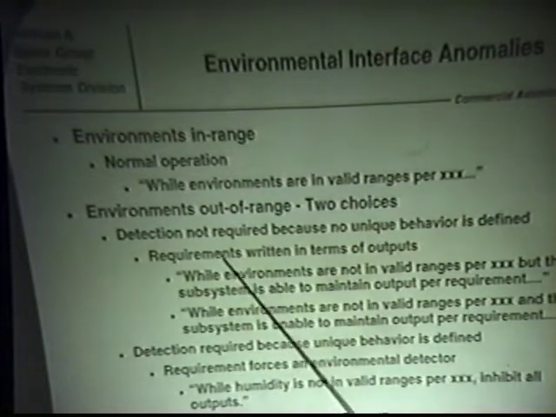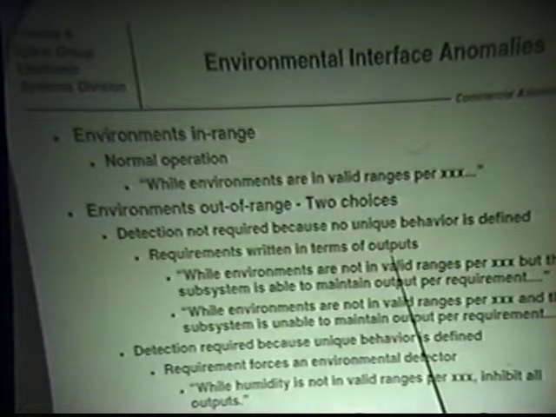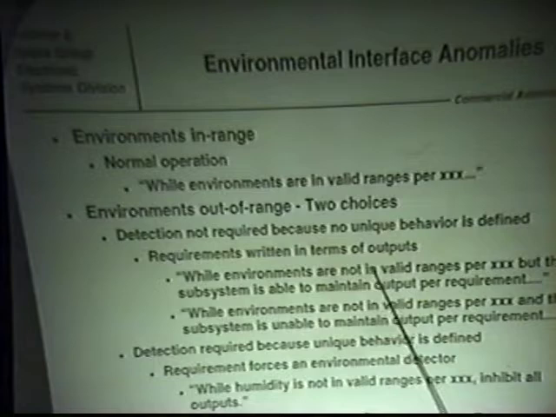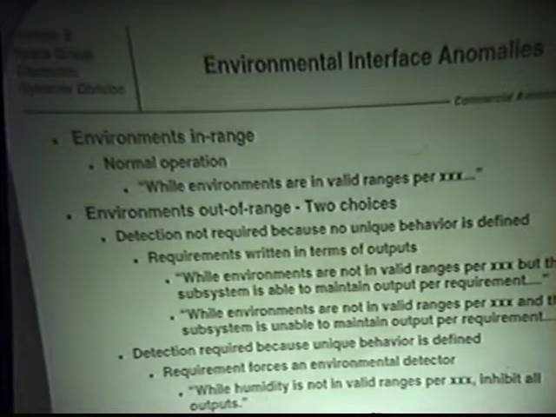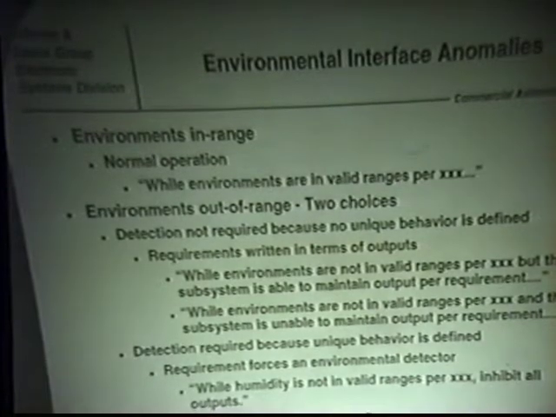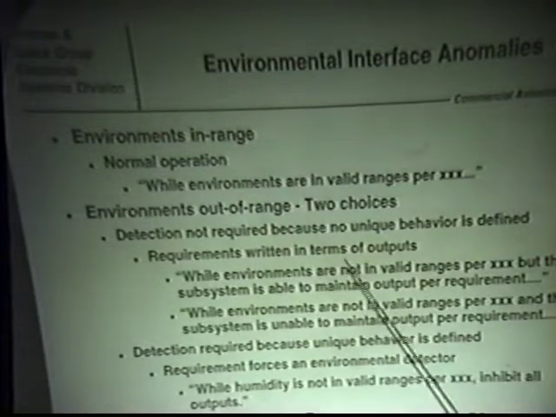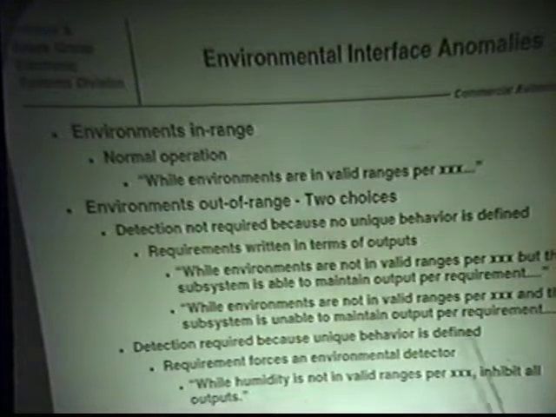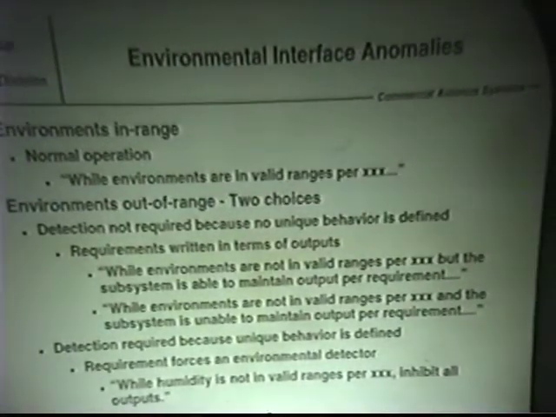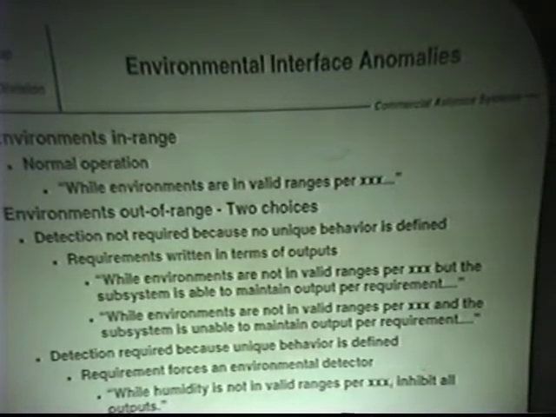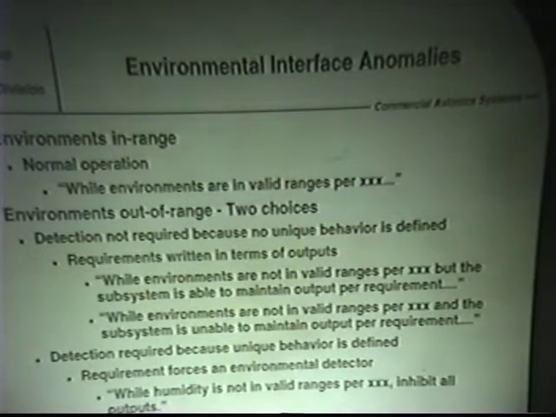So we write the requirement in terms of the output as such. While environments are not in valid ranges, in other words, the environment is outside the range we designed the system for, we don't expect it to necessarily operate correctly, but it actually may. While they're not in valid ranges, but the subsystem is able to maintain output for its requirement. In other words, if you can operate, do so. If you can operate correctly based on all the other conditions you're experiencing, don't worry about it.